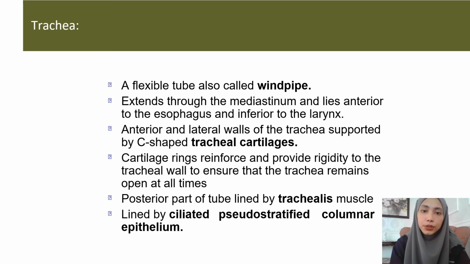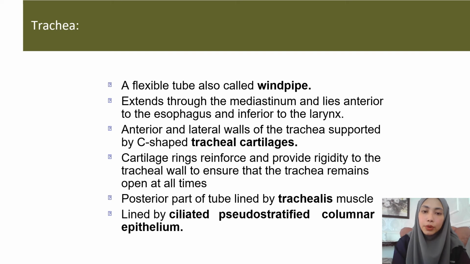Trachea is a flexible tube, also called the windpipe. It extends through the mediastinum and lies anterior to the esophagus. Duduk dekat depan esophagus and inferior to the larynx. So boleh bayang dia bawah kepada larynx tadi. Peti suara, bawah peti suara is our trachea, and dia lies anterior, di depan esophagus. So the anterior and the lateral wall of the trachea are supported by C-shaped tracheal cartilage. Cartilage rings reinforce and provide rigidity to the tracheal wall to ensure the trachea remains open at all times. So trachea tu tak collapse.